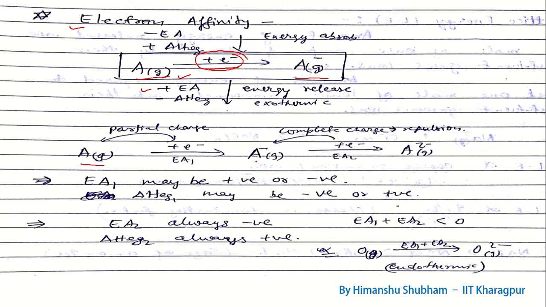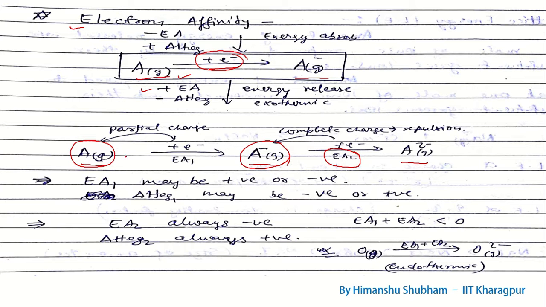Now we have A gas, A minus gas and A2 minus gas. This we have formed by the addition of one electron to the subsequent preceding atom. Now when we look into the addition of one electron to A minus gas, we see that we are adding an electron which has a negative charge to an atom which also has a negative charge. Therefore we will see some like-repels-like kind of thing, and therefore the electron gain enthalpy associated with this, that is EA2, will always be negative.